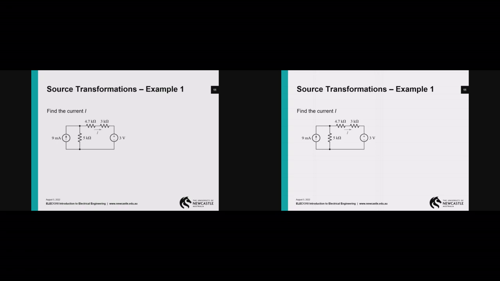Alternatively, I could say, oh, I've got 2 sources. I could probably use superposition and consider the current due to the 9 milliamp source or the 3 volt source, and that would work. So if you're bored over the weekend, try both of those ways and see if one's easier or not.